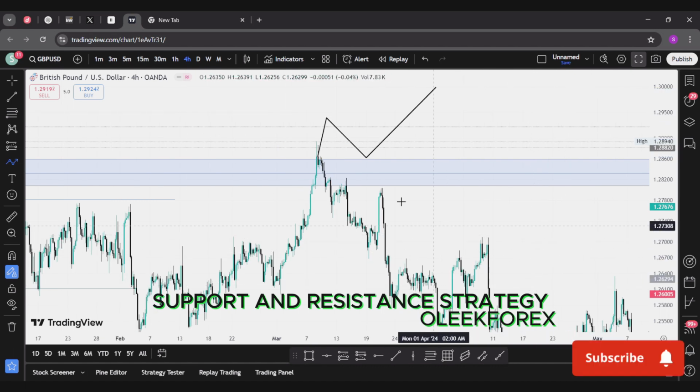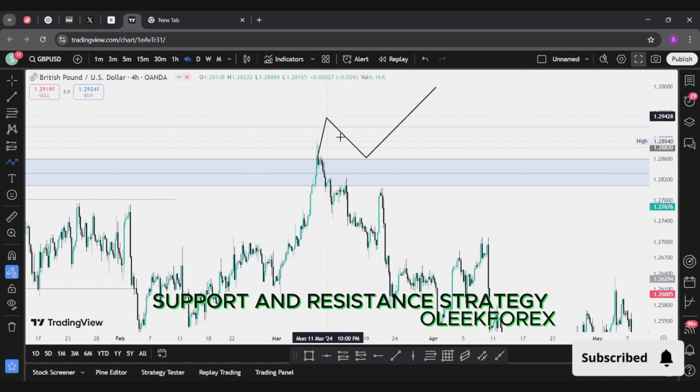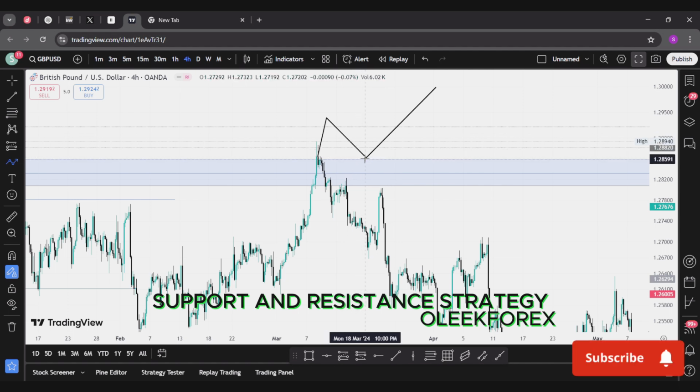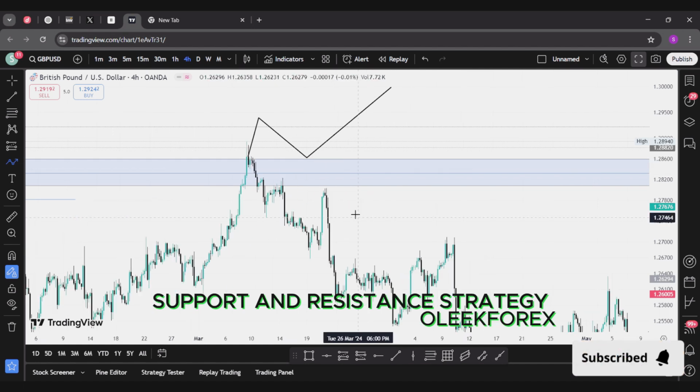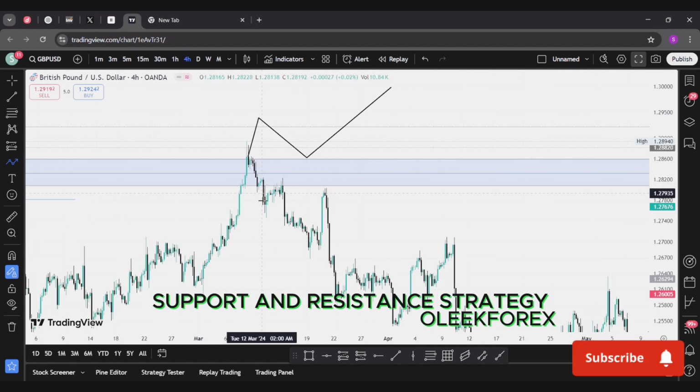So once it breaks a resistance and it comes back and tests this point, it means the resistance has now become a support, meaning you look for confirmation, like a green candle, a fully engulfing bullish candle, and just enter a buy position. But look at what happened. It rejected so fast. So what is it supposed to tell you? You wait for some confirmations.